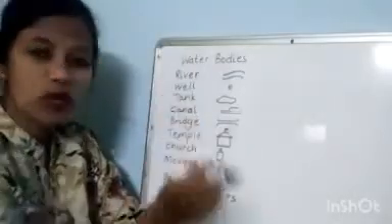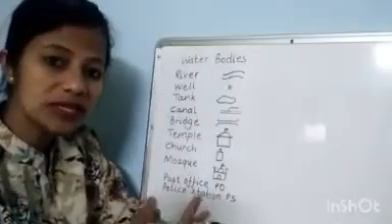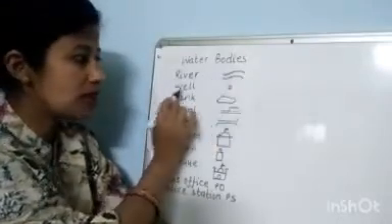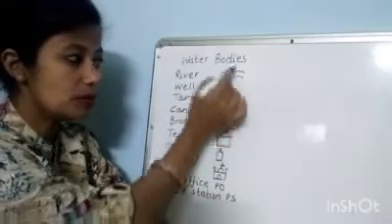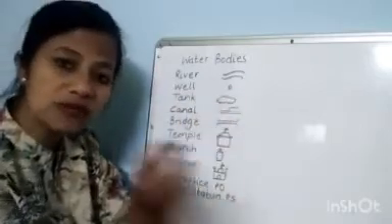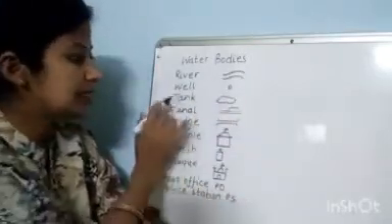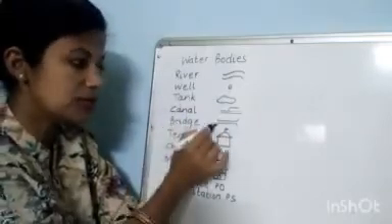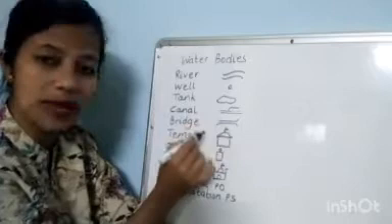Water bodies are shown with which color? Blue color. River is shown with this sign, but with blue color. For showing water bodies, we always use blue color. Tank, this form. Canal, this. Bridge is shown with black color.